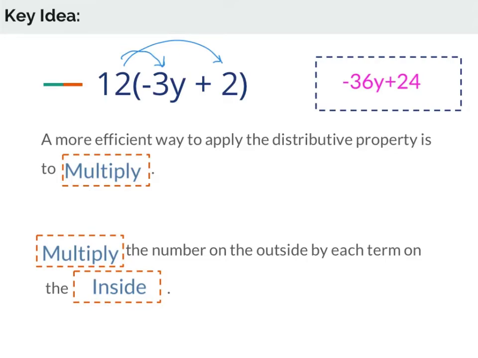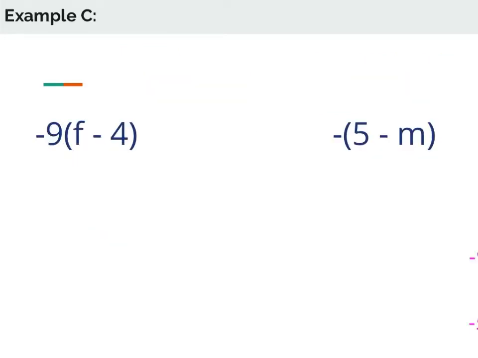And notice I didn't have to do any writing out. I didn't have to write down negative 3y 12 times. This was a much faster and much more efficient way of doing it. Let's take a look at another example. Here we are at example C. In example C, I've got 2 choices here, or 2 problems I have to do.